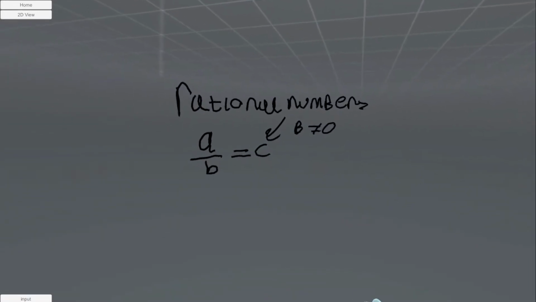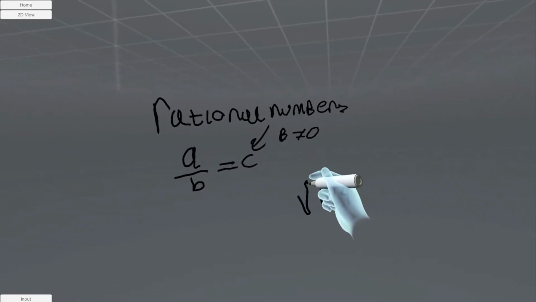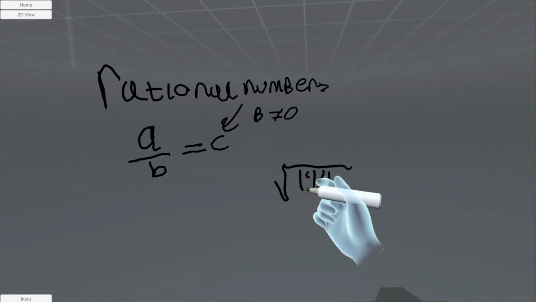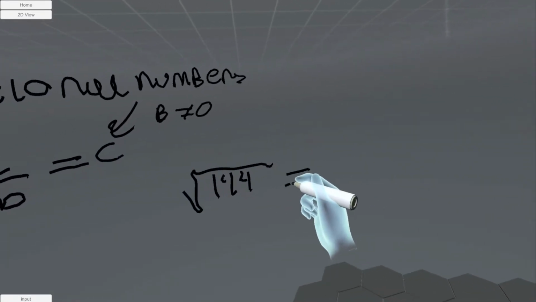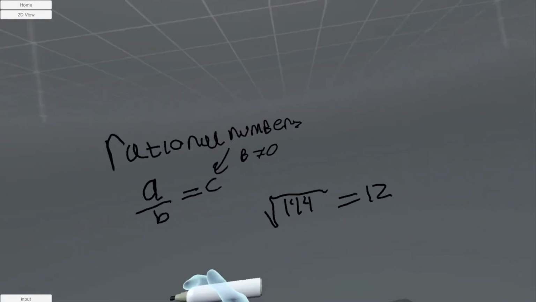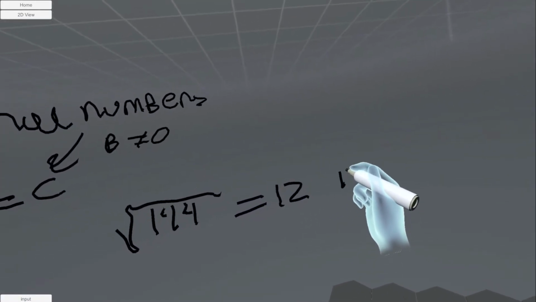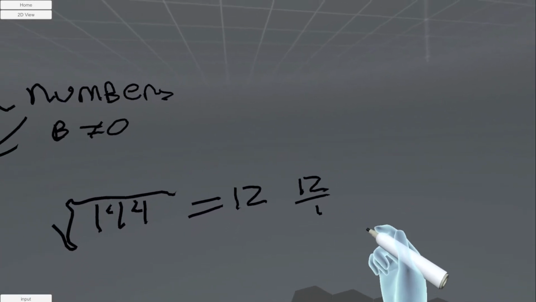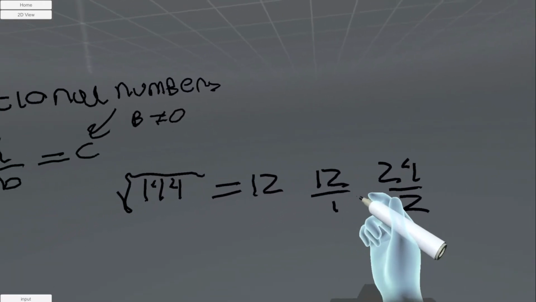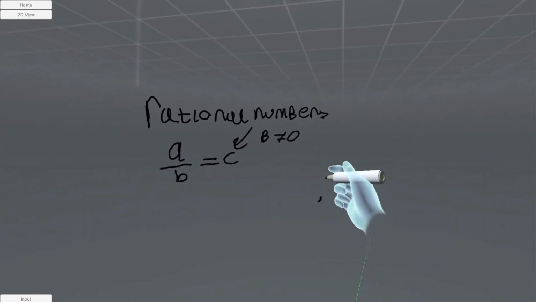Let's try the square root of 144. Is this a rational number? Yes, it is. And the reason why is because if we take the square root of 144, it's equal to 12, because 12 times 12 is 144. And 12 is a rational number because 12 can also be written as 12 over 1 or 24 over 2, and etc.